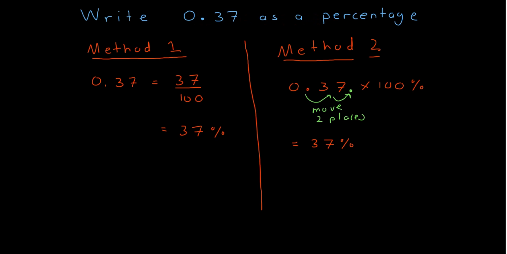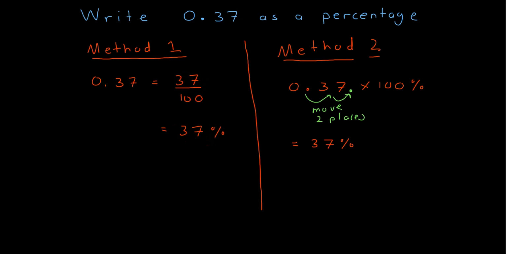The first thing is I wrote 0.37 as a fraction, and I wrote that as 37 out of 100, which we already know how to do. And then I said, oh, well, 37 out of 100 means 37%. And there's my 100, and there's my percentage sign.